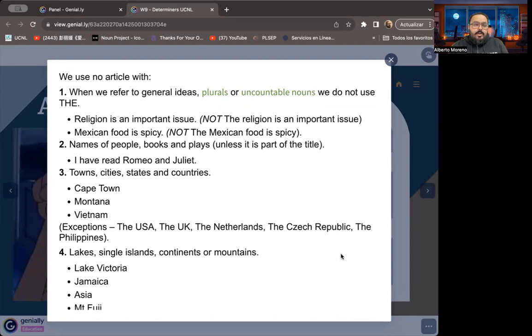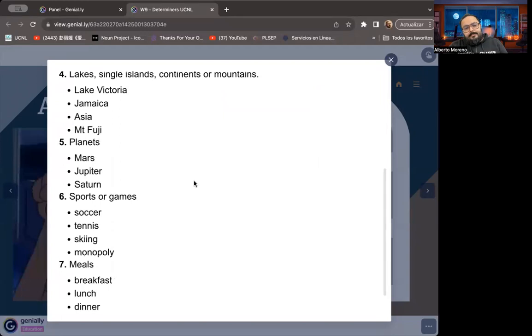Otra excepción de cuando no usar el artículo es con los nombres de lagos, islas solas y continentes o montañas. Ejemplo, Lake Victoria, Jamaica, Asia, Mount Fuji. El lago Victoria, Jamaica, Asia o el monte Fuji. Tampoco se usan los artículos con el nombre de los planetas. La excepción es la Tierra, nada más. Pero, por ejemplo, Marte, Júpiter, Saturno no llevan artículo.